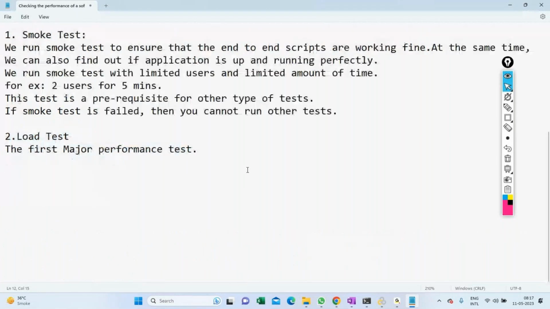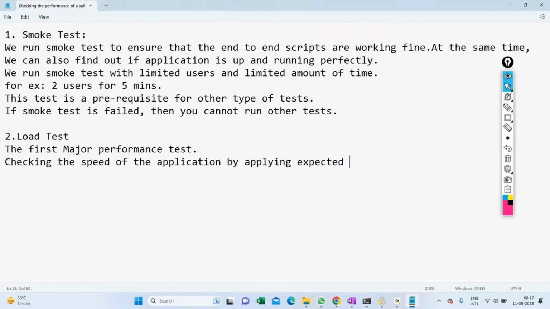So if you see, load testing is all about checking the speed of the application by applying the expected load. Checking the speed of the application by applying some load. What do you mean by speed of the application? That means how fast a user is able to navigate from one page to another page. Like if you click a link or if you click a button, how much time it is taking for the page to load. That is the speed, right?